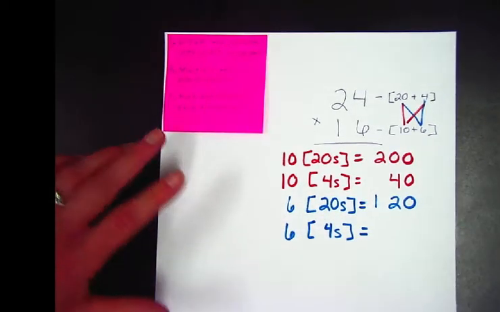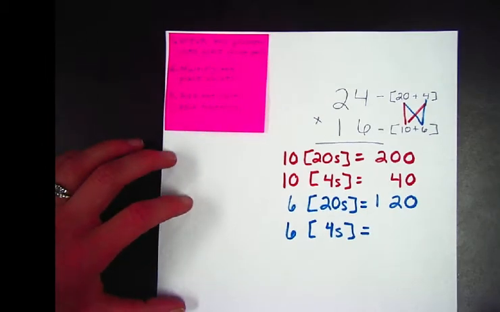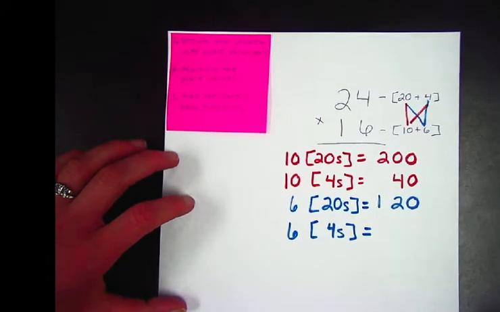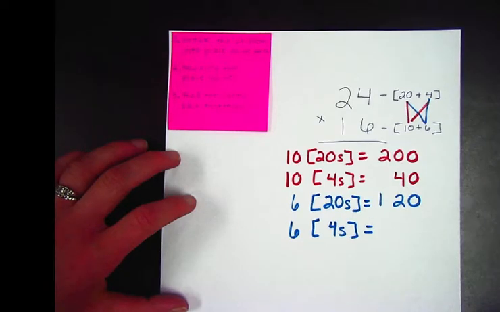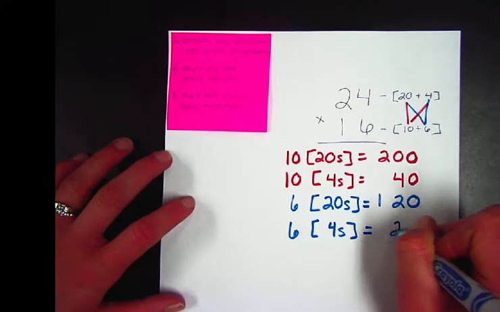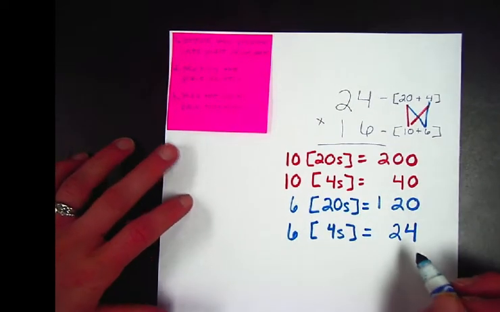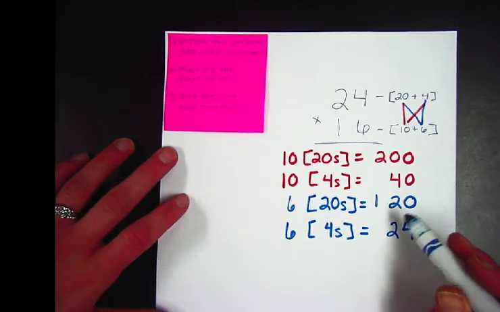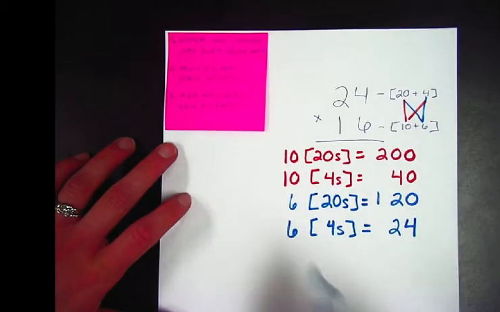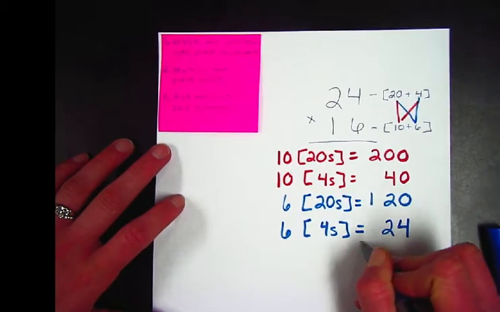Basic fact, Mrs. G, what is that? 10. No, that's not right. That would be adding. We're multiplying. That's okay. Okay, 6 times 4. That's 24. Good job. All right. So we have everything broken down now. We've multiplied our place values. Let's add those parts back together.